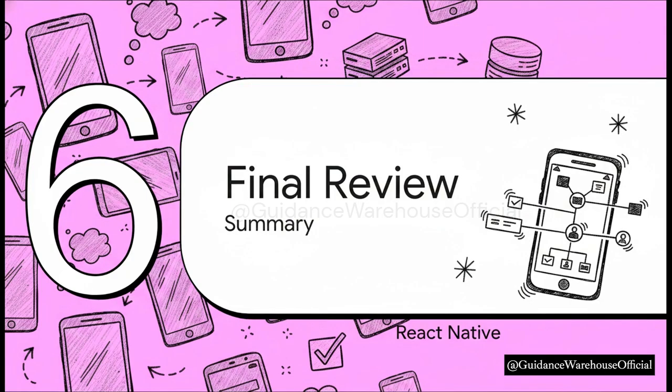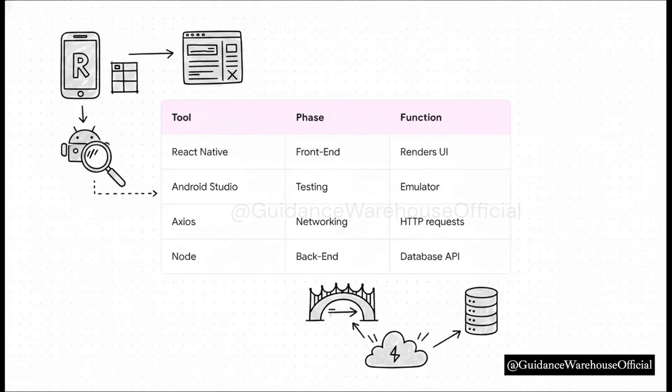Almost done. Part 6, final review and summary. Let's put all the pieces of the puzzle together. This maps out our entire architecture journey from today. React Native handles the front-end visual rendering. Android Studio provides that crucial testing environment we talked about. Axios acts as the networking bridge, carrying our data. And finally, Node and Express act as the backend API, interacting directly with the database.